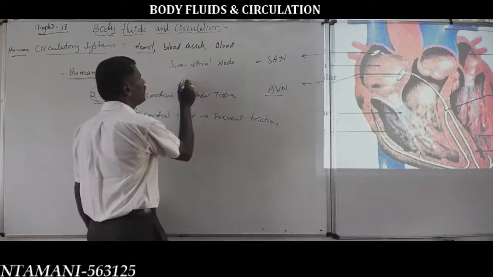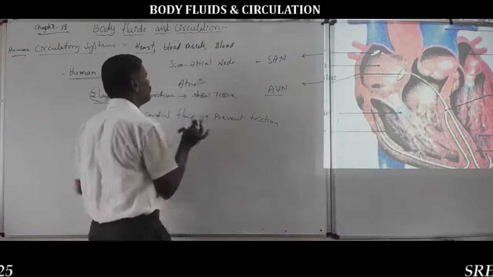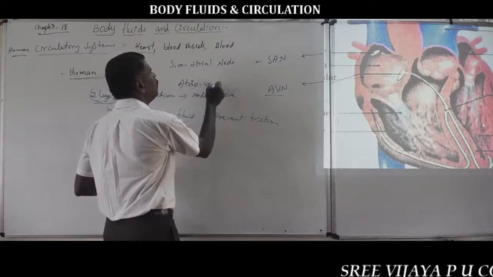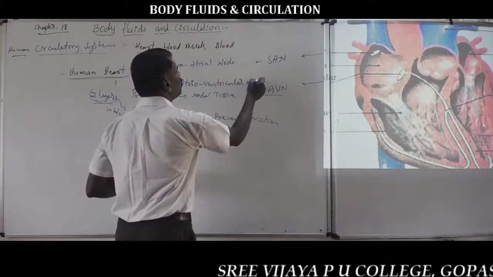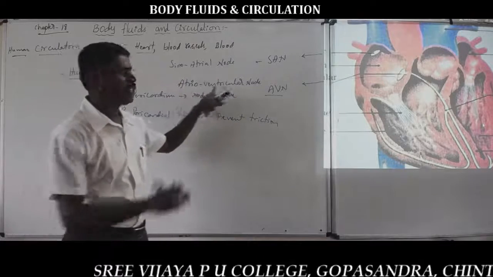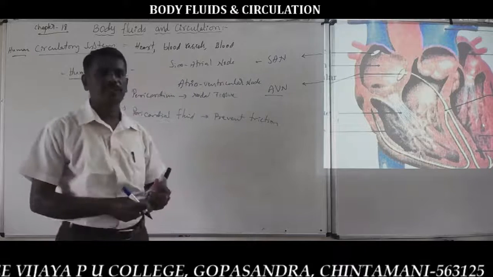AVN is nothing but the atrioventricular node, because it is present in the atrium, but it supplies the signals towards the ventricles.